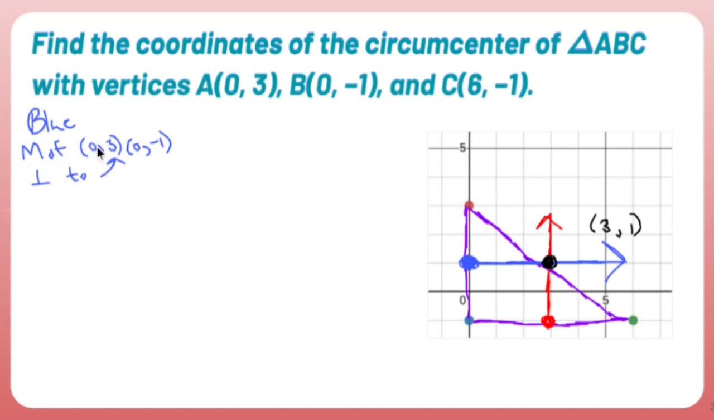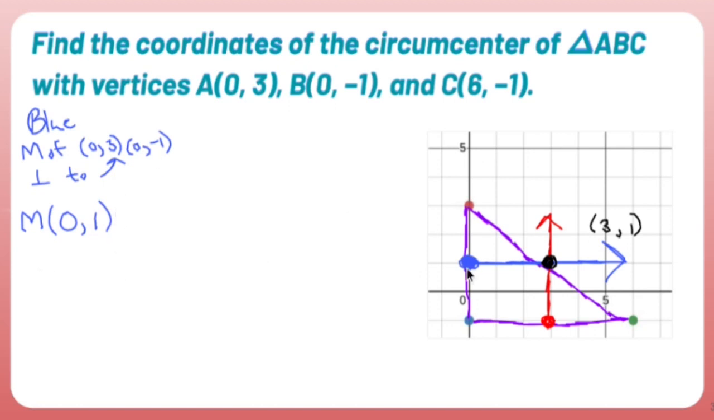The midpoint of (0, 3) and (0, -1) is the average of the x values and the average of the y values. The average of 0 and 0 is 0 plus 0 divided by 2, which is 0. And the average of my y values is 3 plus -1, which is 2, divided by 2 is 1. My midpoint is (0, 1).